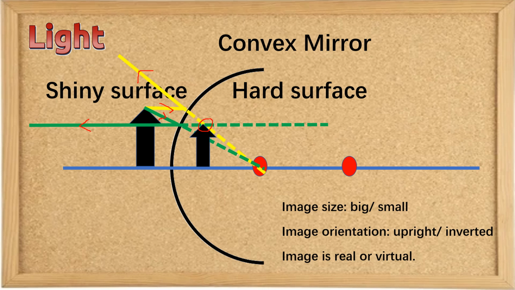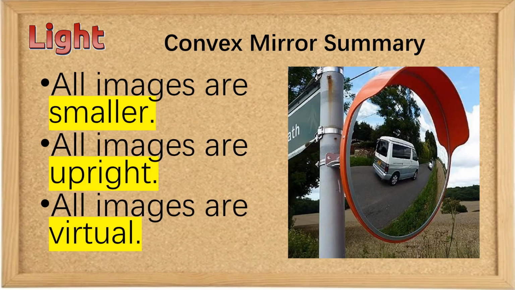So therefore, the image size here is still small. And the image orientation is still upright. And the image here is still virtual. So therefore, even if you place an object away or near your convex mirror, all images are smaller, all images are upright, and all images are virtual.